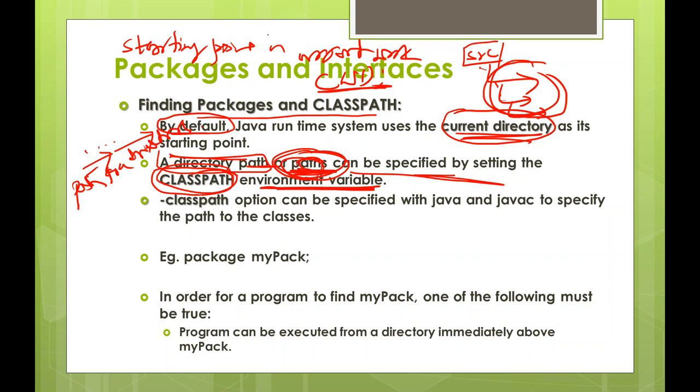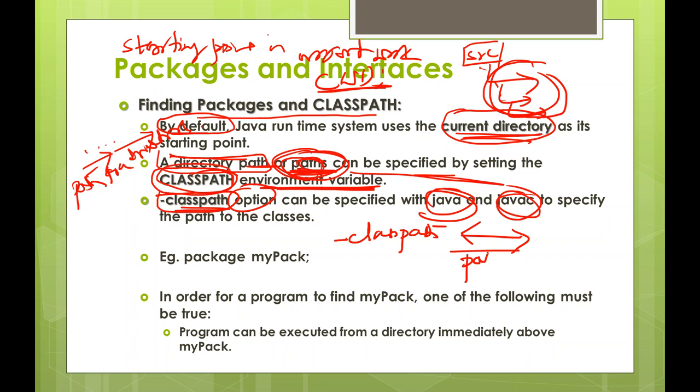Particular directories, okay. Apart from that, we can use the hyphen cp or hyphen classpath option with our java and javac. So what do you specify for this particular classpath option? We can specify the path to the package.